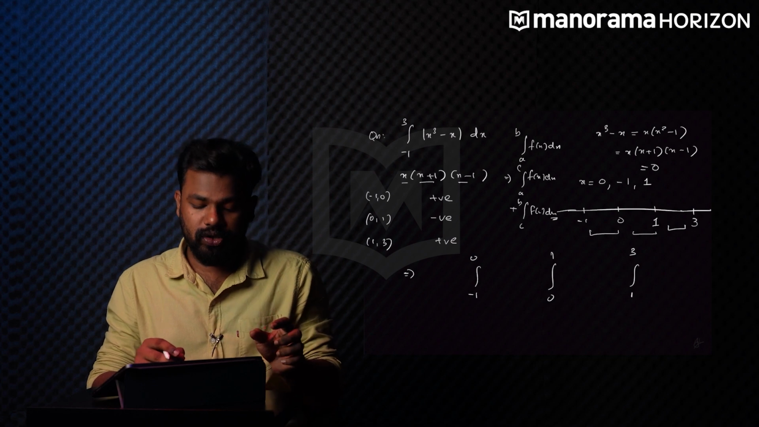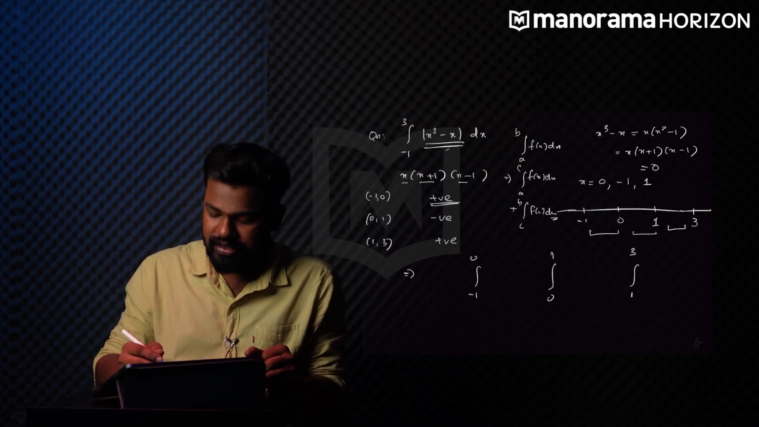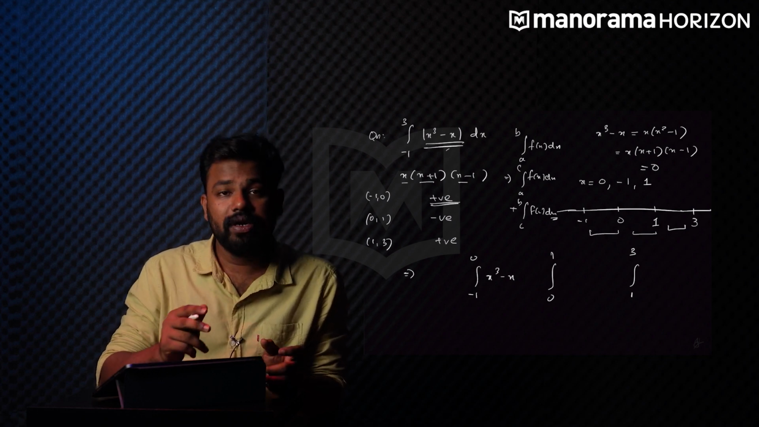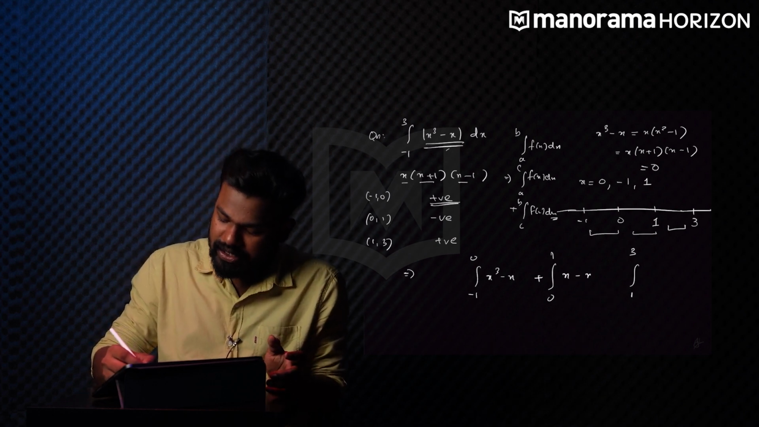So from -1 to 0, check for the sign. It is positive. So that means it is x cube minus x. The modulus sign is positive, so it is x cube minus x. From 0 to 1, it is negative, so it is not x cube minus x. It is x minus x cube. So plus x minus x cube.